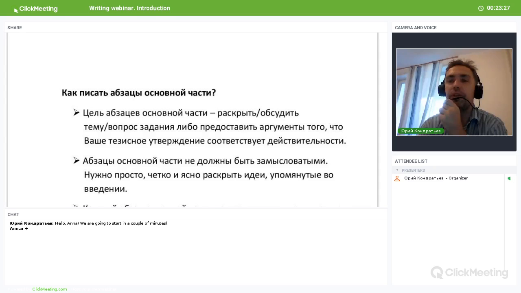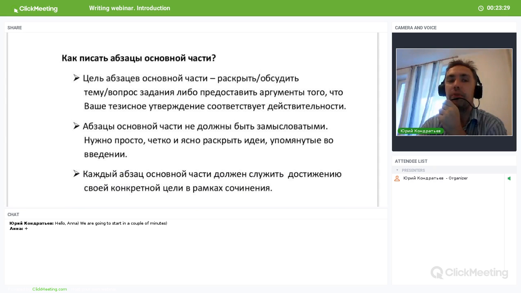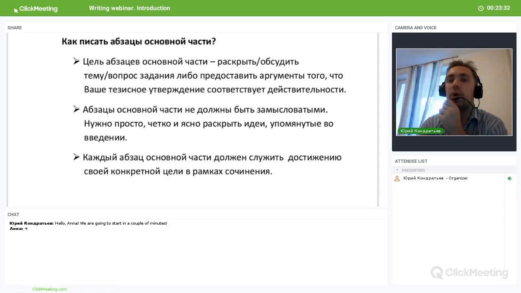We'll deal a little bit with how to write main body paragraphs. So when you write the main body paragraph, the main task of these body paragraphs is to discuss the topic or the question of the task, or to give arguments that your thesis statement is true.